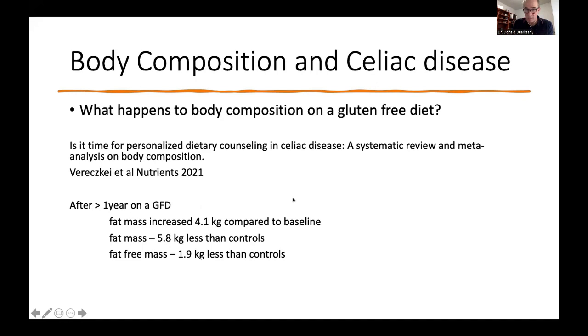So, people were underweight to begin with. They gained fat mass compared to baseline. But if you follow them out and you compare them to controls later on, they end up still having less fat mass than controls while on a gluten-free diet, and also less fat-free mass. So body composition changes don't normalize completely. You don't go on a gluten-free diet and become completely similar to individuals who would be controls, again, age and sex matched controls. Is this good? Is this bad? I'm not sure. I think all we know is it doesn't change completely, and there's again a big range within that.